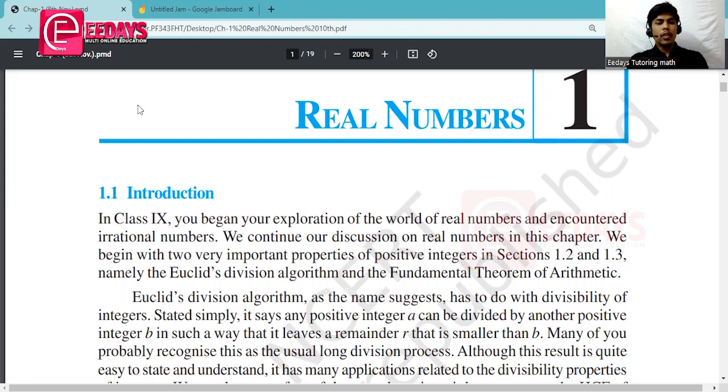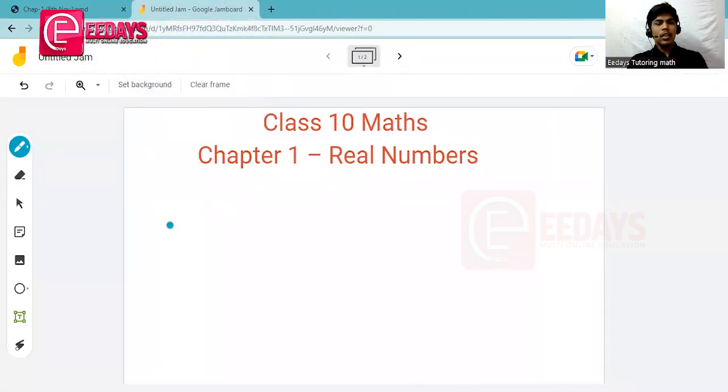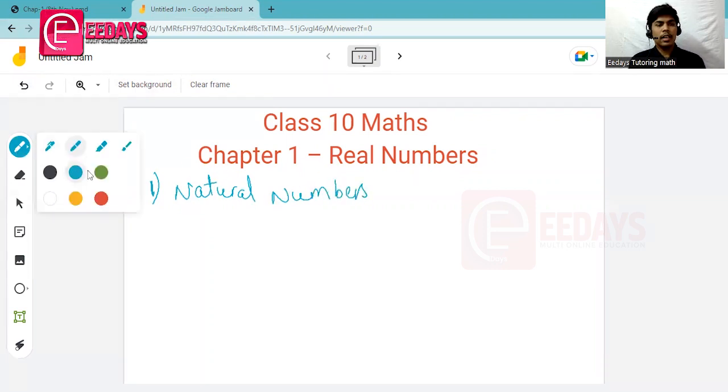Okay. So before exploring the world of real numbers, let's recall the concept of all the numbers, the branches of all the numbers. The first number would be natural numbers. How many of you remember the natural numbers? So natural numbers start from 1. They start from 1, 2, 3 till infinity. These things we already learned in the previous classes.